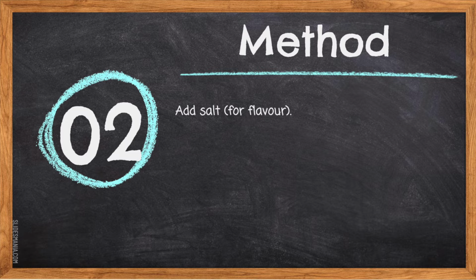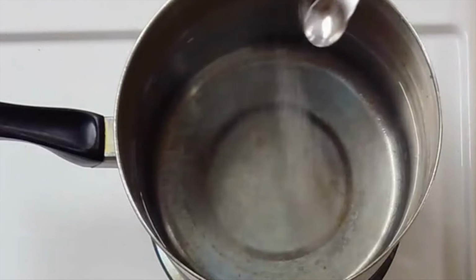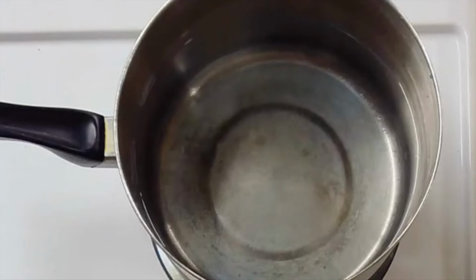Step 2. Add salt for flavor. Adding salt adds additional flavor to your pasta, but it also helps bring your water up to a rapid boil faster if you've added it before. Now, Italians have a phrase that water should be as salty as the sea when cooking pasta. You don't have to be that salty. Today's recipe, 1 milliliter is just fine.